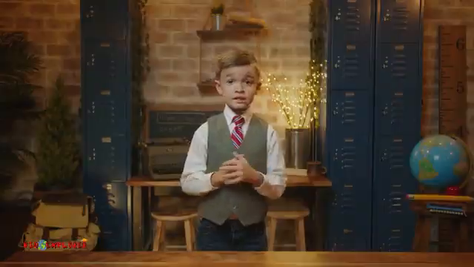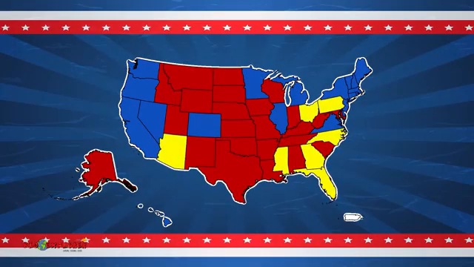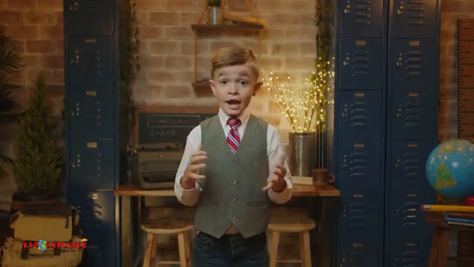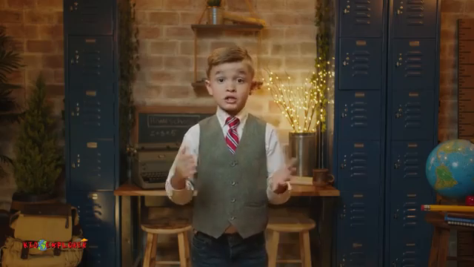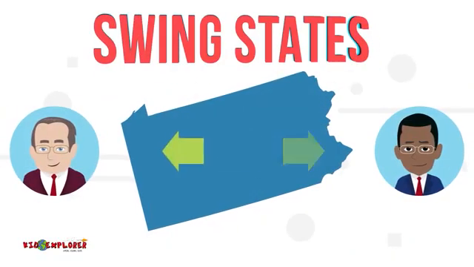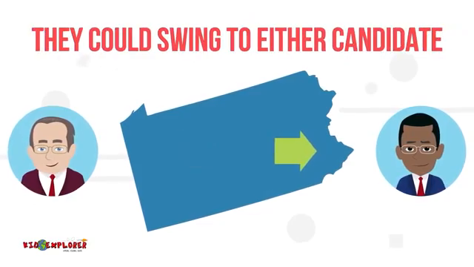Often in close races, there are a handful of states that can decide who will win the election. And it usually comes down to some of the smaller states. Those states are known as swing states, which means they either could swing to one candidate or the other, which means that their state race is going to be super close.